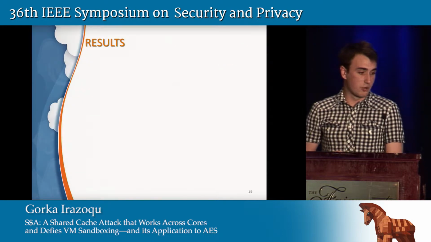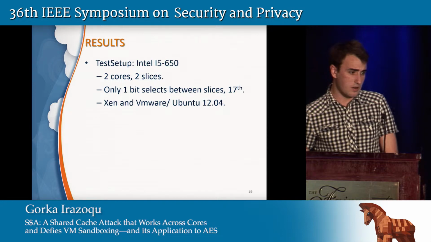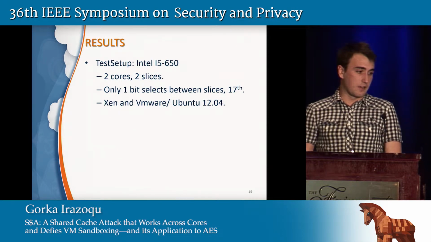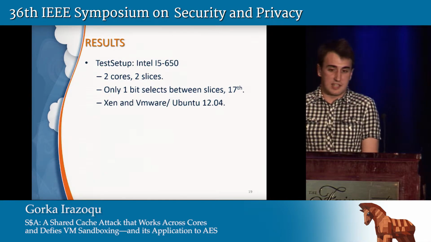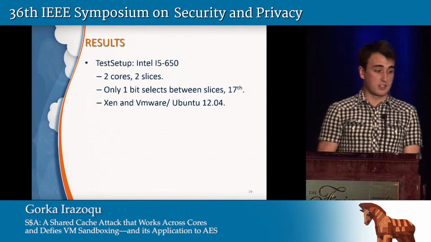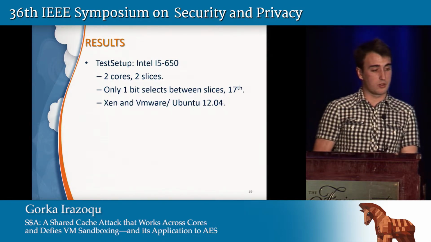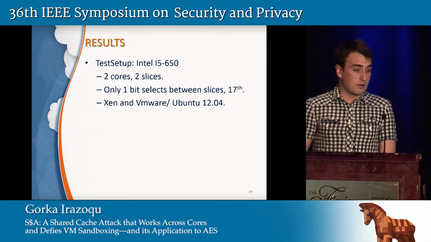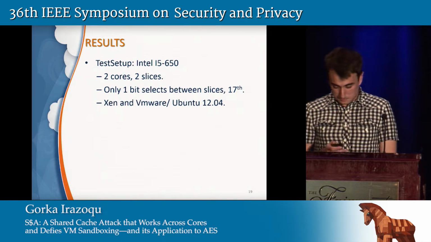So let me show the results. We implemented this in 2 different machines. One of them is an Intel i5-650. It has 2 cores, 2 slices. So basically here, the slice selection algorithm is easy to figure out. It's just using the 17th bit to decide whether it goes to one slice or the other. And we implemented this in Xen and VMware with Ubuntu 12.04 guest VMs.